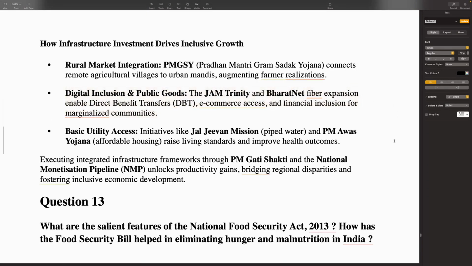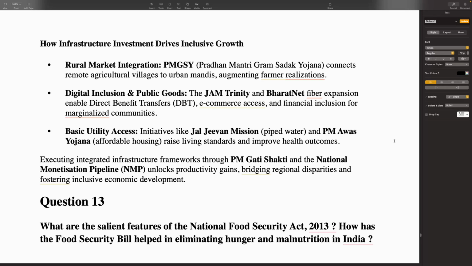Rural market integration. PMGSY, Pradhan Mantri Gram Sadak Yojana, connects remote agricultural villages to urban mandis, augmenting farmer realizations. Digital inclusion and public goods. The JAM Trinity and BharatNet fiber expansion enable direct benefit transfers, e-commerce access, and financial inclusion for marginalized communities.